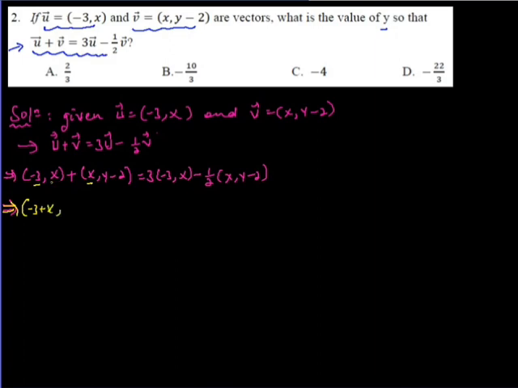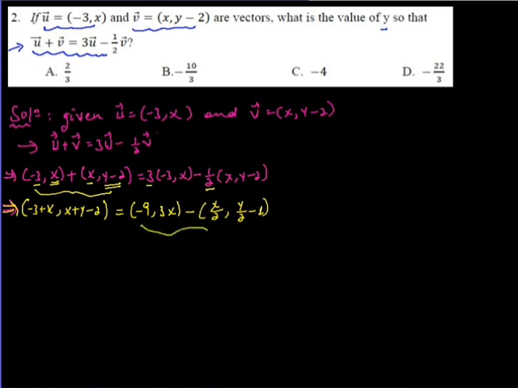Then the second entry will be obtained by adding x with y - 2. So add x with y - 2. Okay, this is the sum of the vectors on the left hand side. Then multiply every entry by 3, then you will get -9, 3x, minus, multiply this 1/2 into the entries, it becomes x/2, then y/2 minus 1.